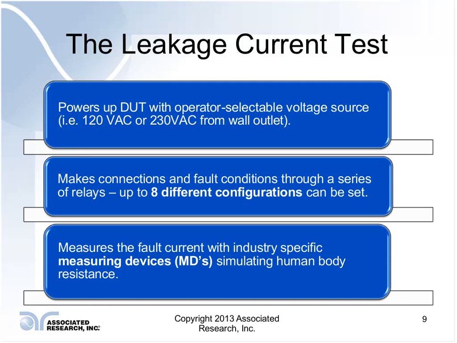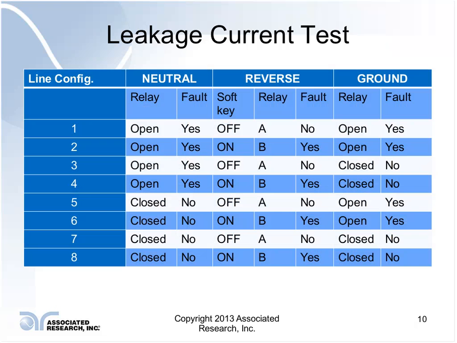What I like to call the leakage current test is basically a worst-case scenario test. You're powering this thing up at a specific voltage, going through 8 different fault combinations, measuring what the human body would see, and seeing under these worst-case scenarios how much leakage current somebody's going to be exposed to. So if we're looking really quick at all 8 possible combinations, here's what we're dealing with.